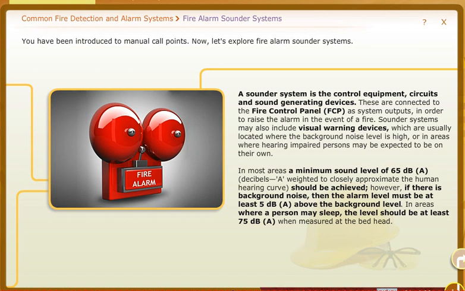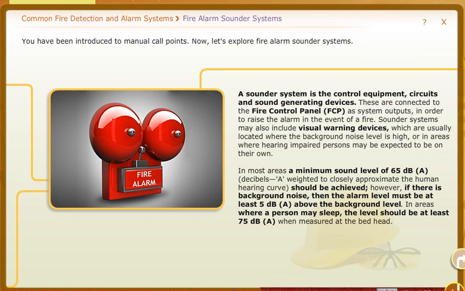Sounder systems may also include visual warning devices, which are usually located where the background noise level is high or in areas where hearing impaired persons may be expected to be on their own. In most areas, a minimum sound level of 65 dBA, that is, decibels, A weighted to closely approximate the human hearing curve, should be achieved. However, if there is background noise, then the alarm level must be at least 5 dBA above the background level.